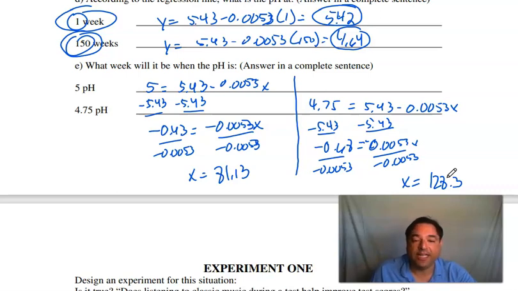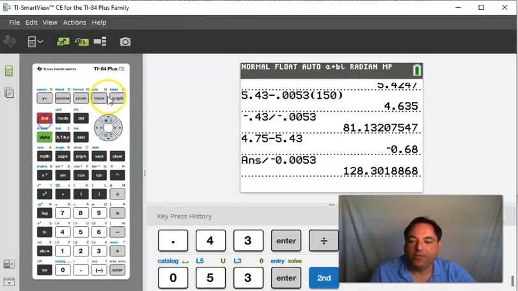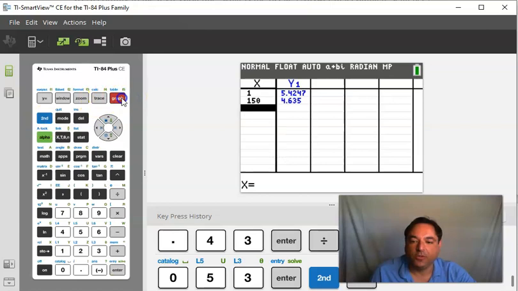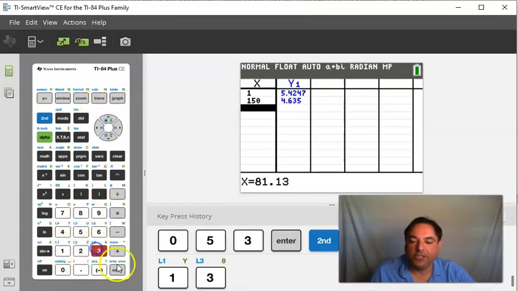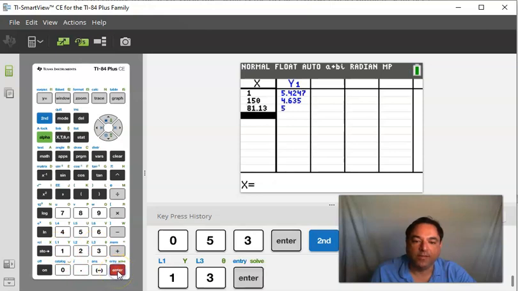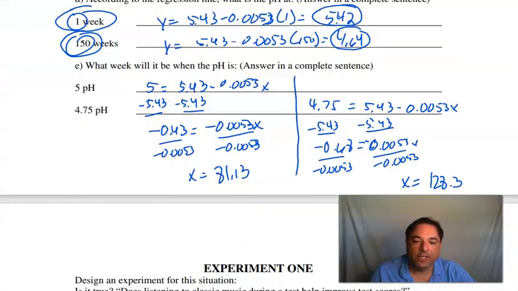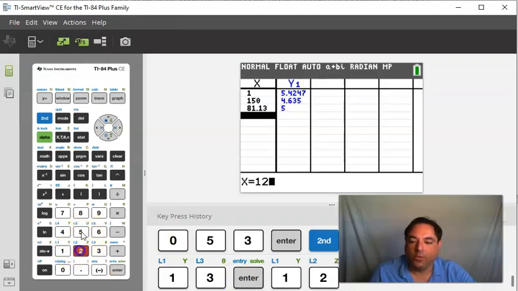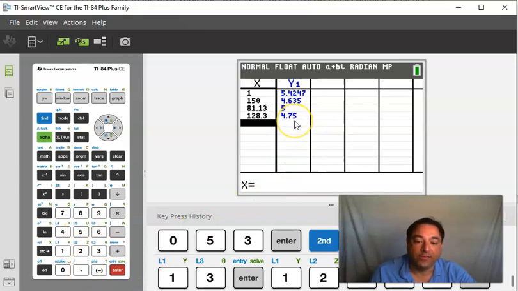Now, could we do this in the calculator? A couple different ways. Once you find the answer like 81.13, we can go to the table feature, second graph, put in 81.13, and it should give us pretty darn close to 5, which it does. And the other answer, 128.3, put that in, and that gives us 4.75. So we can check our work right afterwards.